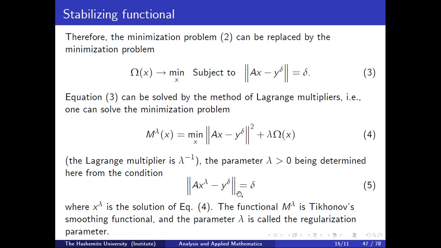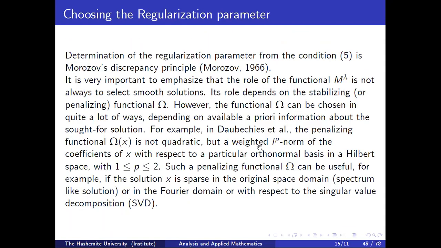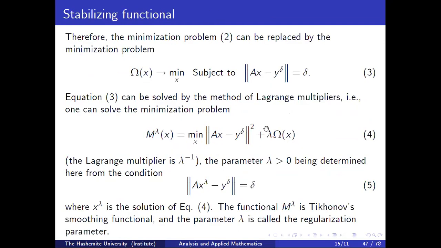This is called the discrepancy principle. So in the discrepancy principle, we choose lambda such that lambda satisfies this condition, usually. So we started with this problem, and then we have to choose lambda that satisfies this condition. So the idea of Tikhonov regularization is, we need to minimize this problem, and then we have to choose lambda that satisfies this condition. This is the original Tikhonov regularization problem.